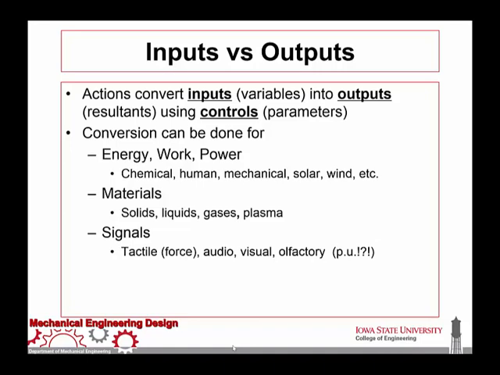Inputs would be variables that would feed into some action that would wind up giving us an output or a performance result. These are often impacted by controls within a system, which we would refer to as design parameters. More often than not, when dealing with a system, we're looking at either three key areas, that is converting energy or work or power, or taking materials, converting them from solids into liquids or gases or plasma, or processing signals, whether it be tactile, audio, visual, or olfactory. That is the sense of smell.